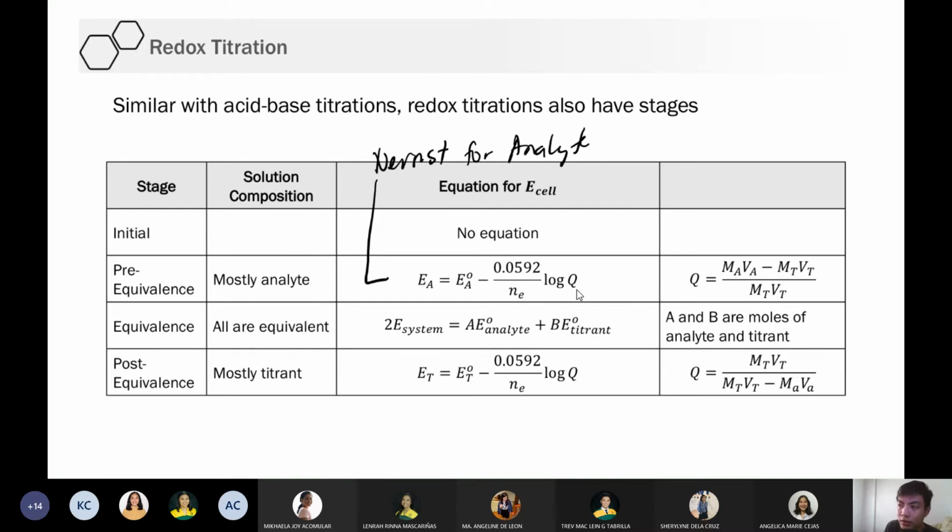And then Q, take note, this is the reaction quotient, and I gave the equations already. Binigay ko na yung equation mismo. So plug in mo na lang molarity analyte, volume analyte, molarity titrant, volume titrant. So that's given anyway, nasa problem na mismo. At post equivalence, mostly titrant yan. So the equation that we will use to get the cell potential is the Nernst equation for the titrant.